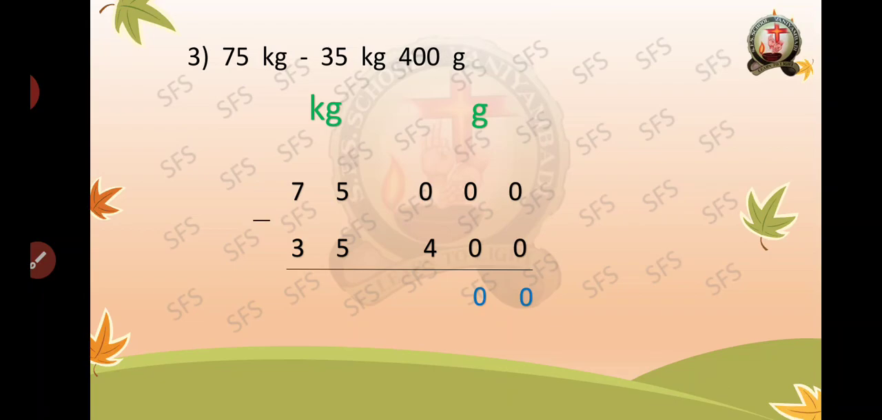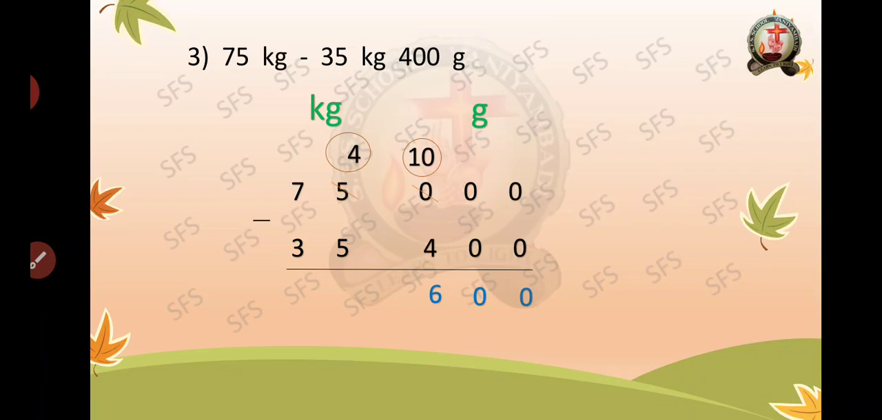0 is smaller than 4. Is it possible to subtract? No. So what can we do? Yes, we have to borrow the number. So the 5 will become 4 and this 0 will become 10. Is it clear? Okay. Now 10 minus 4. Open up the 10 fingers, children. Then close up 4 fingers. How many fingers are opened up? It is 6. So 10 minus 4 is 6.